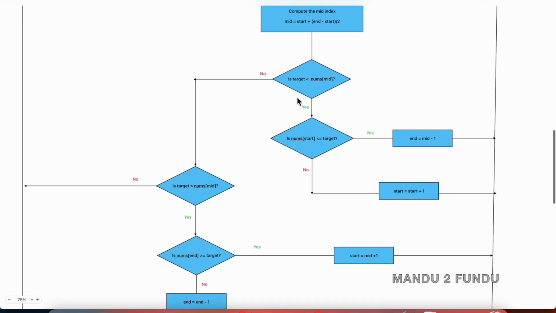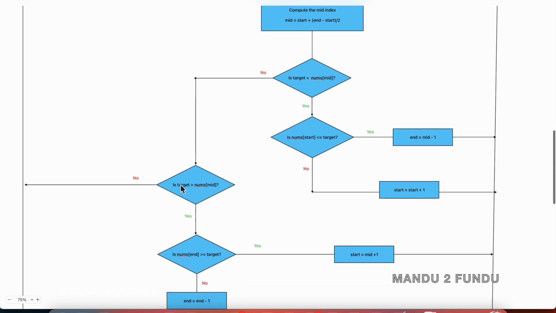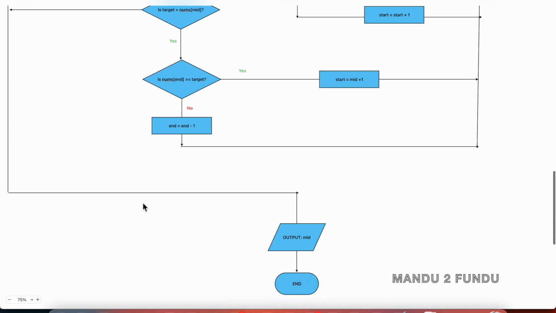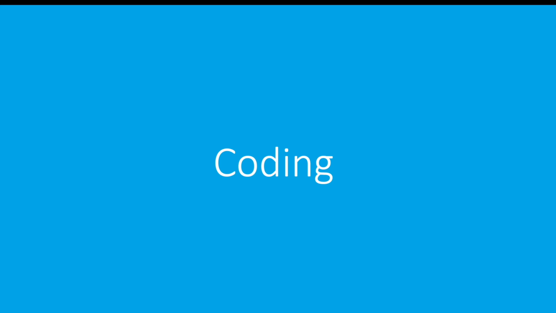We repeat this until the start and end pointer cross each other. Okay. And if the target value is equal to the mid element's value, then we return the mid index as the output. Let's move on to coding.